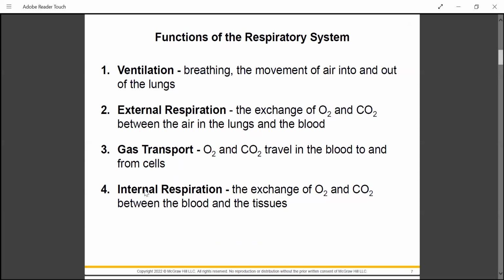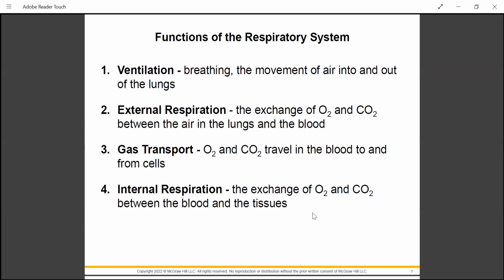So external versus internal respiration, 2 versus 4. External respiration, we're talking about our external environment and our lungs. This is when we're exchanging oxygen from the air, which comes into our lungs, and we exchange it in that capillary network over the alveoli into the blood. That blood drops off carbon dioxide into the alveoli in exchange, and we breathe that back out into the external environment. So that's external.